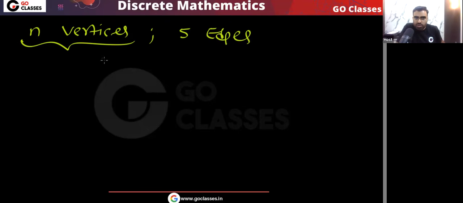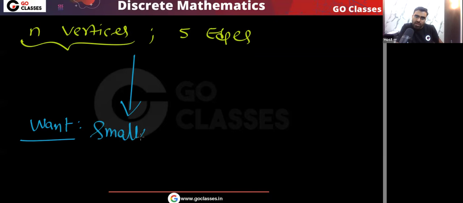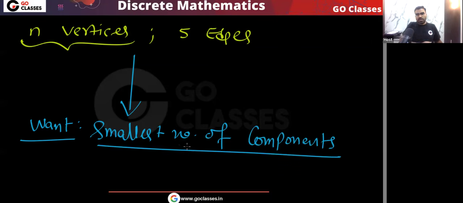Now you tell me, I told you that in any graph, if you add one edge, the number of components can reduce by at most one. Either the number of components will remain unchanged, or the number of components will reduce by one. Okay, so if I want the smallest number of components, then what should happen? Tell me, simple point. Then every edge should reduce the number of components by one.